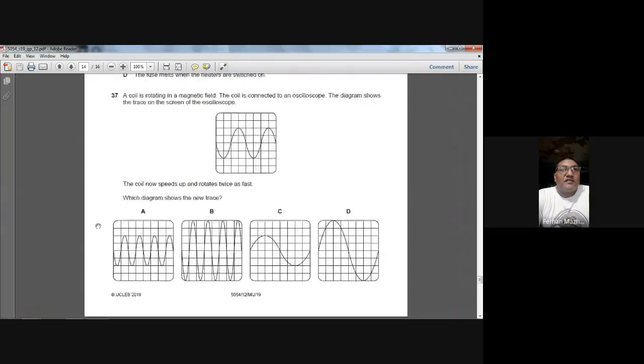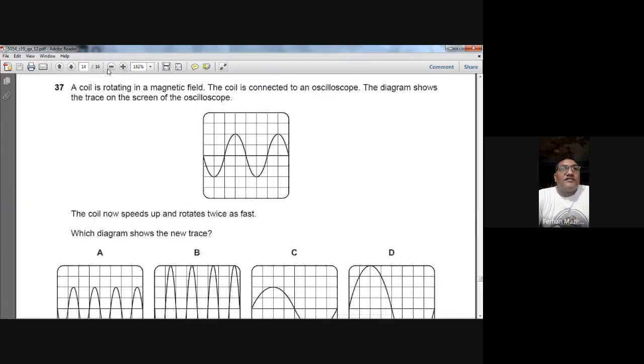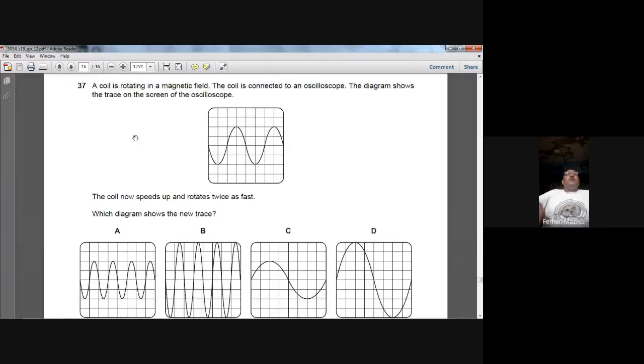Okay. Let me reduce the size. Yeah. A coil is rotating in a magnetic field. The coil is connected to an oscilloscope. The diagram shows the trace on the screen of the oscilloscope. The coil now speeds up and rotates twice as fast. Now you see, on this actual display, we have how many waves? One wave, two waves. So in this display, we have two waves.